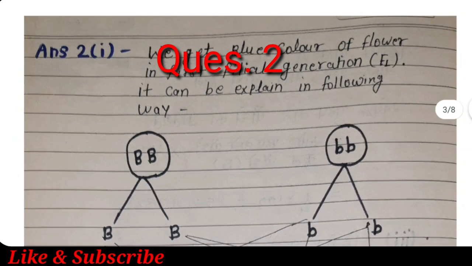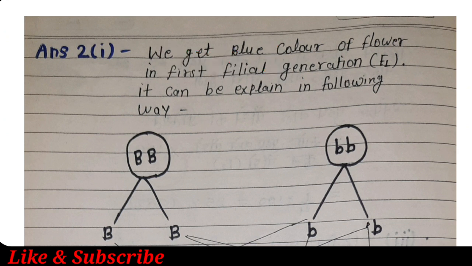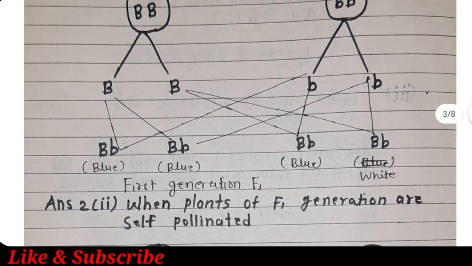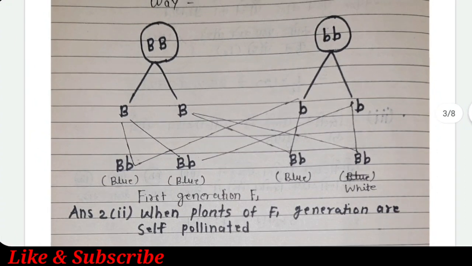Let's talk about question number 2. The solution of question number 2 will be like this. We get blue color of flower in the first filial generation. It can be expressed in the following way. So in this way, you have to draw the diagram also, because this is most important for this question.